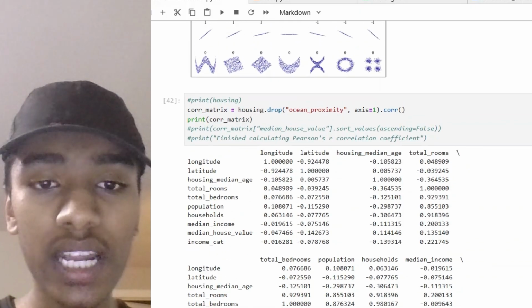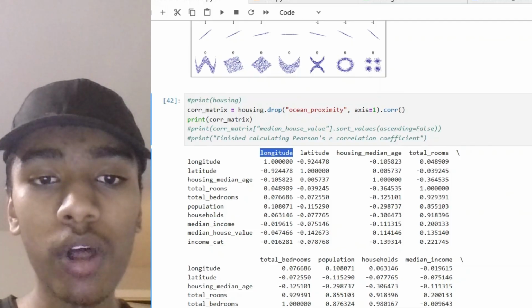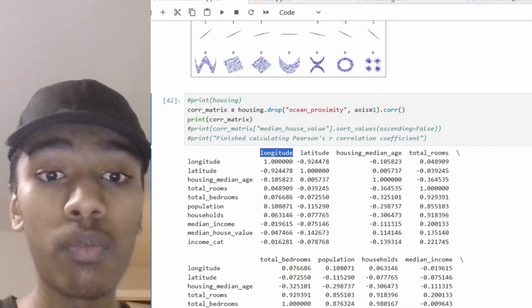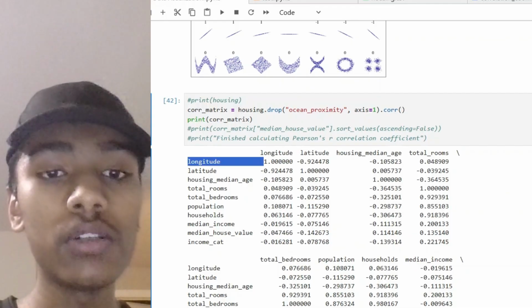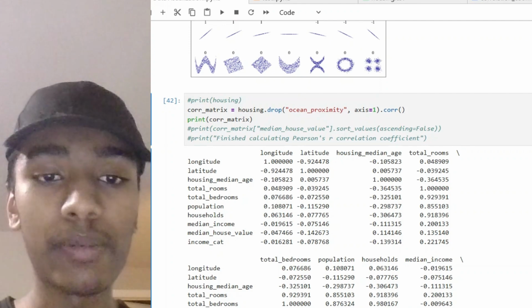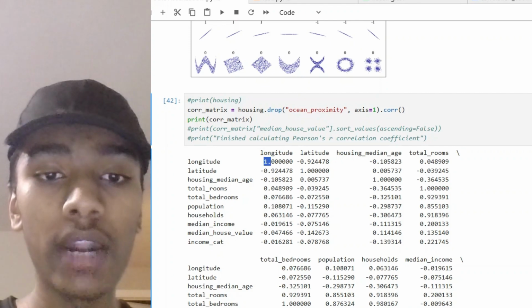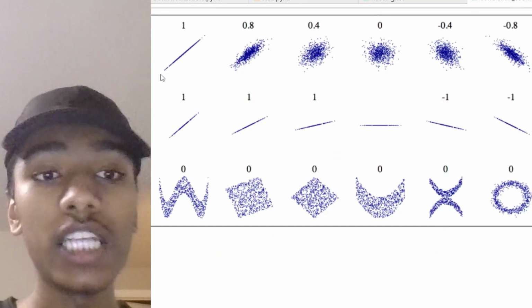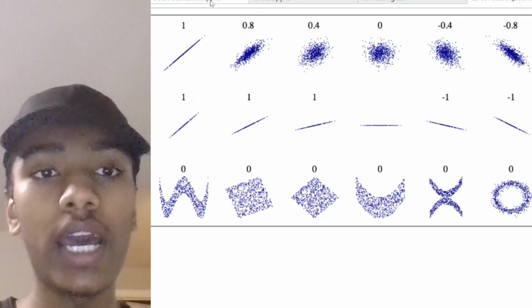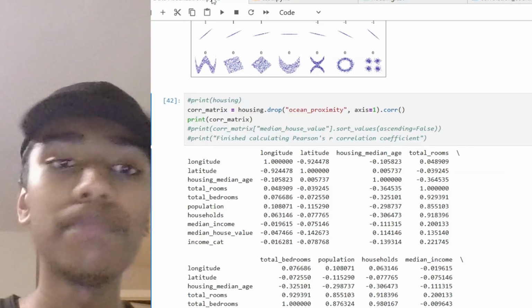But let's take a look at what this data is. You notice here, let's take a look at our first entry here. We notice that we have longitude as being our column label, and we have longitude as being our row label. And we notice that when you map this, you get a correlation of 1. And a correlation of 1, if you remember, is a very strong correlation. It's basically just a straight linear line, so it can typically be represented by an equation y equals mx plus b.